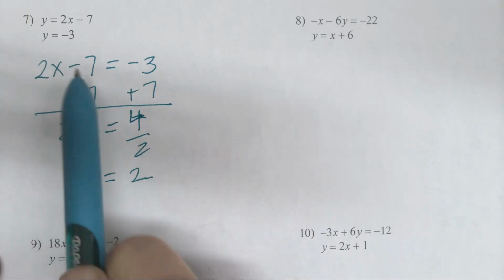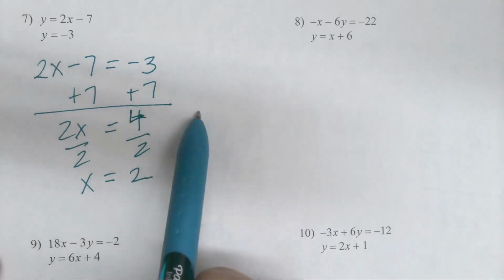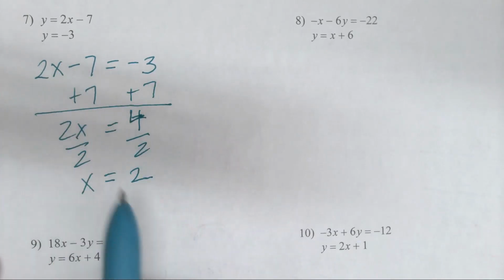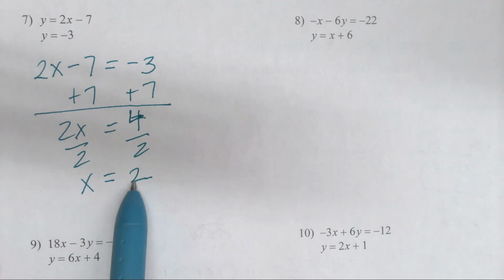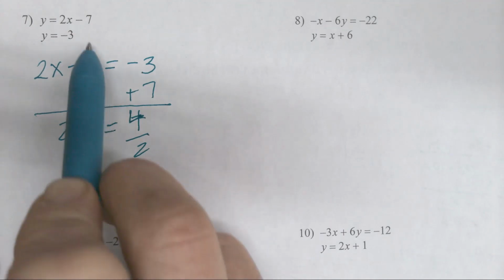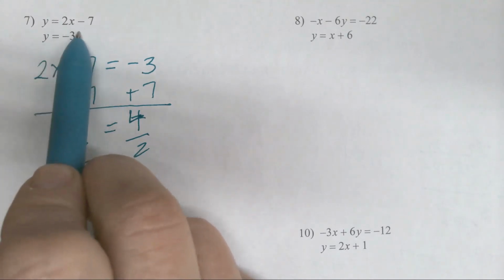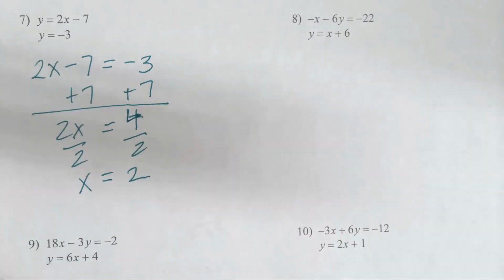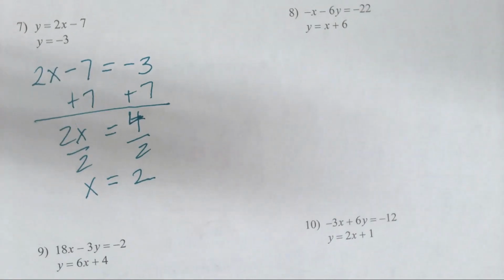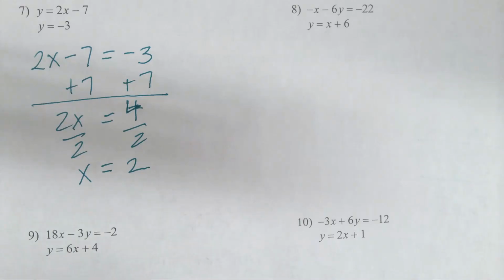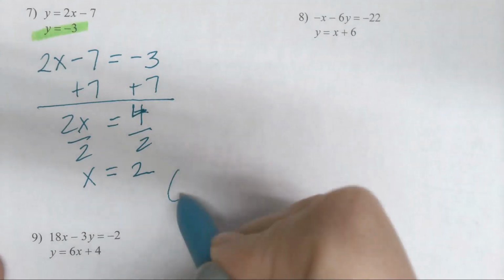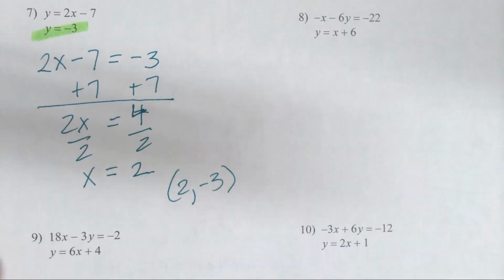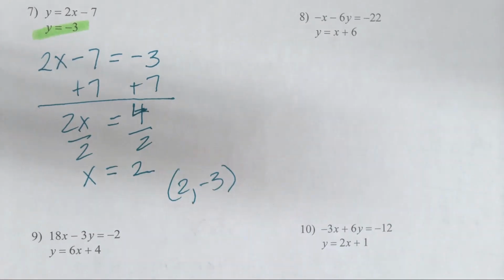So I added 7 on both sides. I got 2x equals 4. I divided by 2 on both sides. I got x equals 2. Now I could plug the 2 back in this top one, but they already told me what y is. What's y? Yeah. So I can just write my point like that. Those types of problems are easier to do.